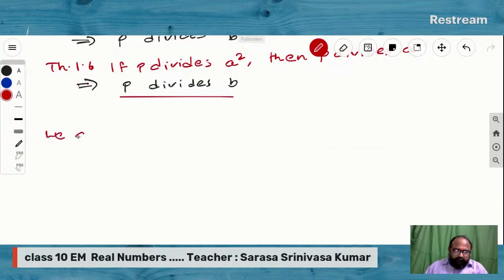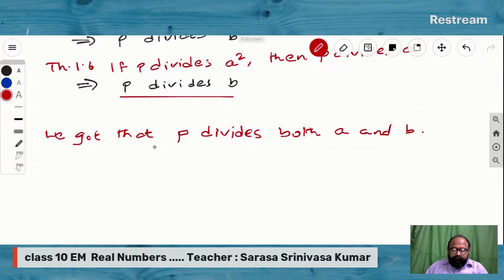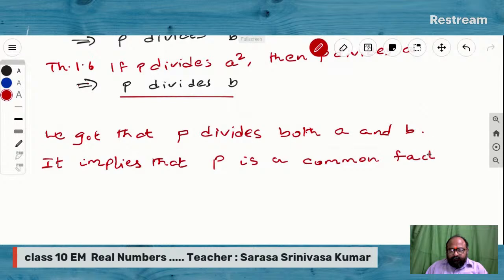We got that P divides both A and B. It implies that P is a common factor of A and B. So that means A and B have common factor P. So this is a contradiction to our assumption that A and B are co-primes.